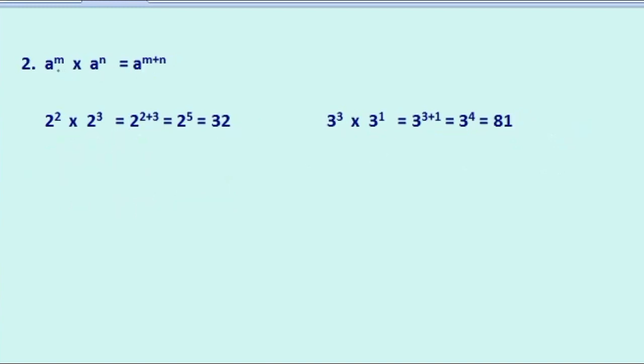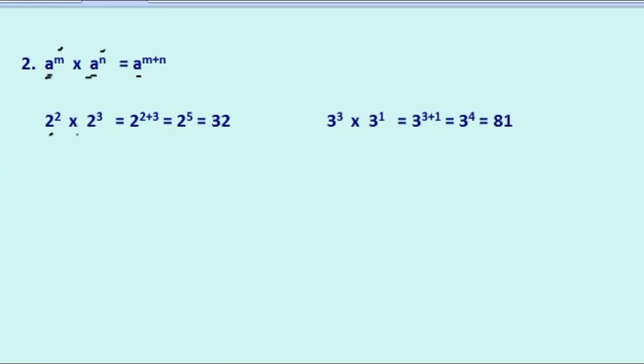Next, the second rule says a raised to the power of m into a raised to the power of n will be equal to a raised to the power of m plus n. Here what is happening? The base in both the numbers is same, a, but the powers are different. In one number it is m and in another number it is n. So here what do we do? We keep the base the same and add both the powers. Let us see an example.